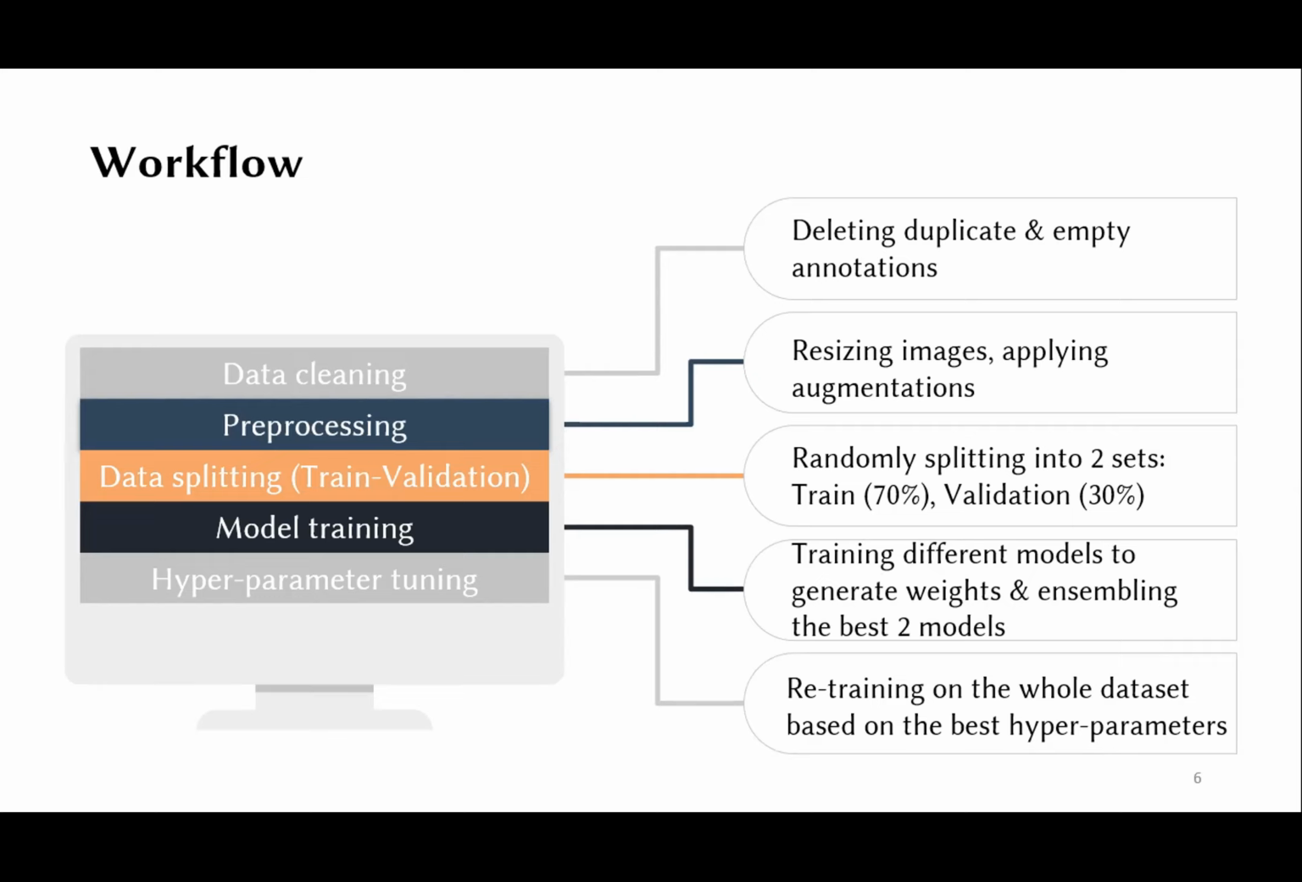We trained our model, and finally we also ensembled the best two models to increase our accuracy. And after model training, we also tuned the hyperparameters. After the hyperparameters were fixed according to the best results, we also retrained the model on the whole data.